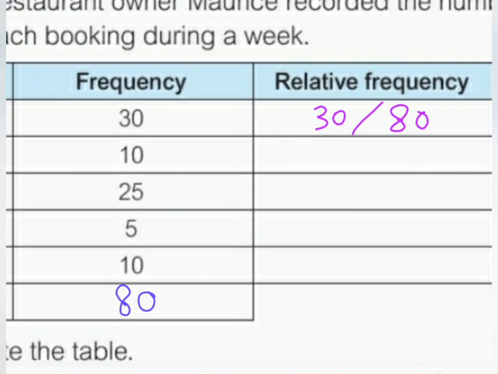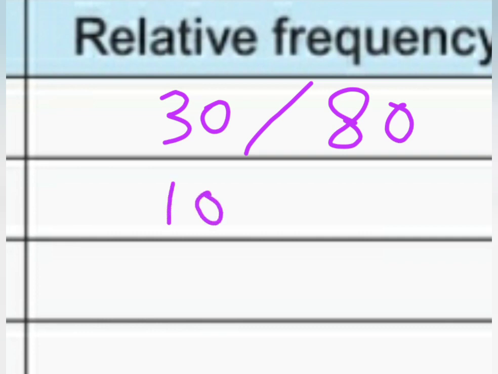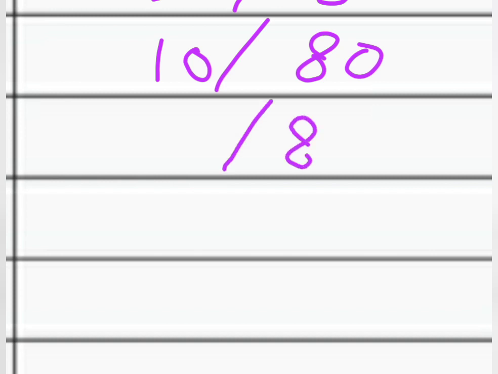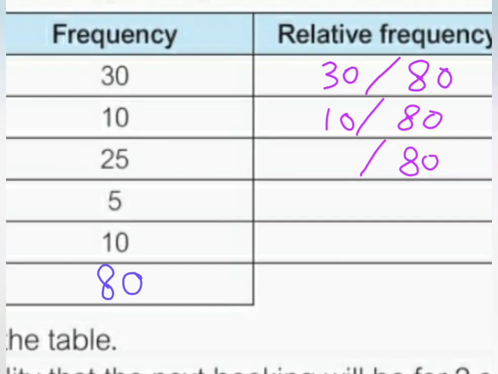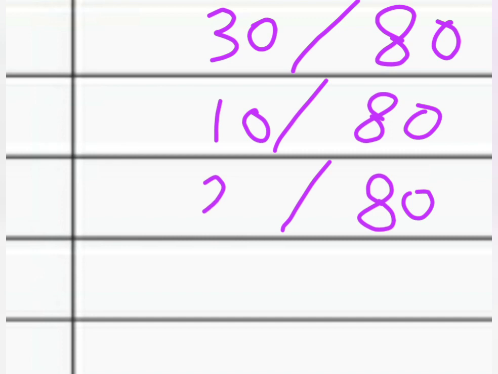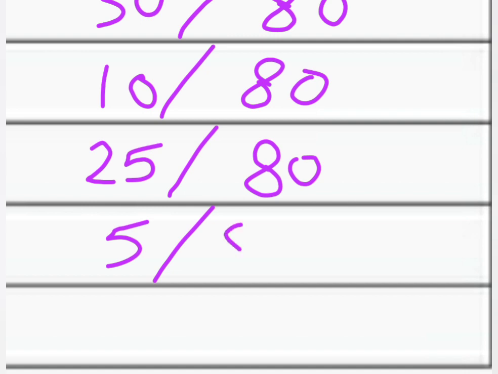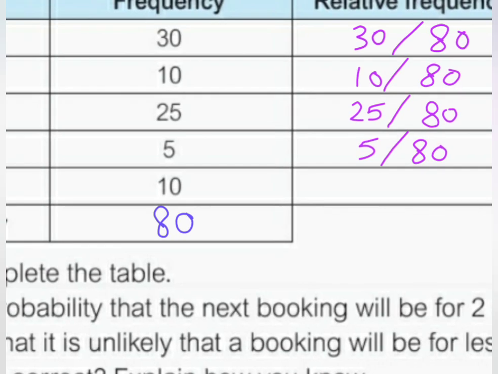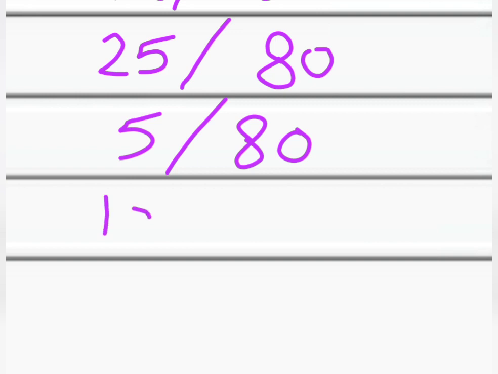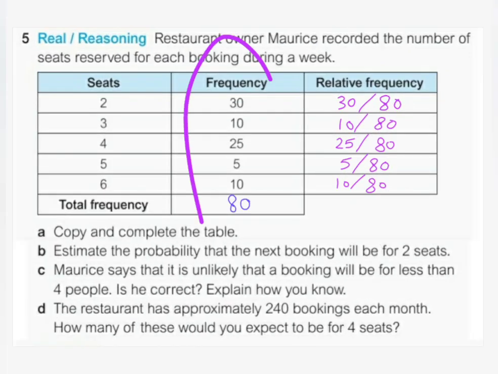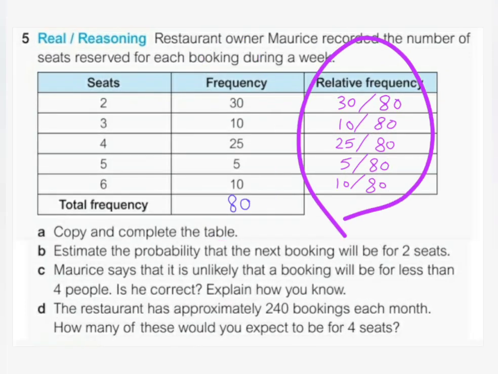So this one is 10 over 80. Same idea. So all of them will be over 80. Basically the frequency of the event over the total number of frequencies. This one is 25. This one is 5 over 80. And the last one is 10 over 80. And like this, we completed the table and we found the total number of frequencies, and then we wrote the relative frequency for each event.